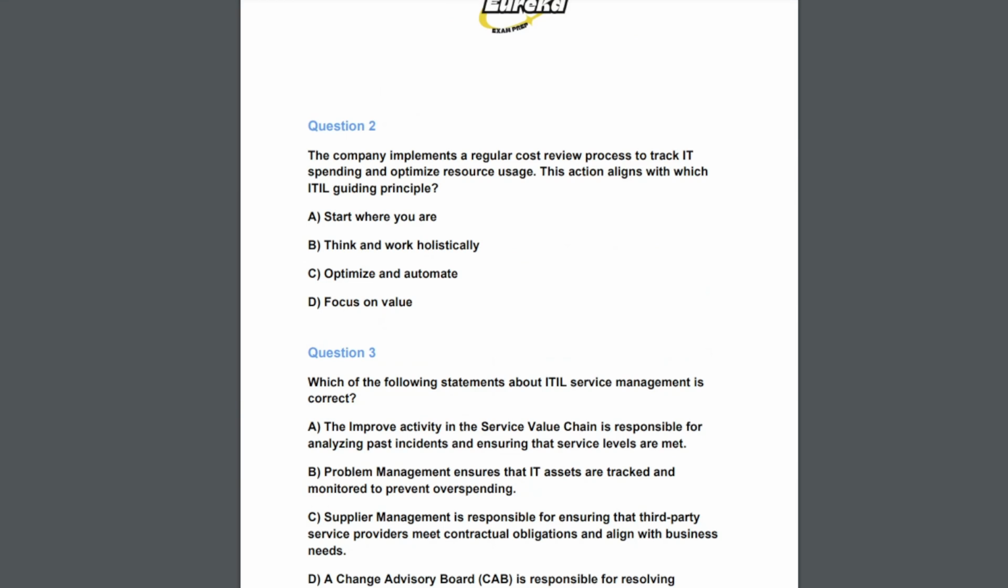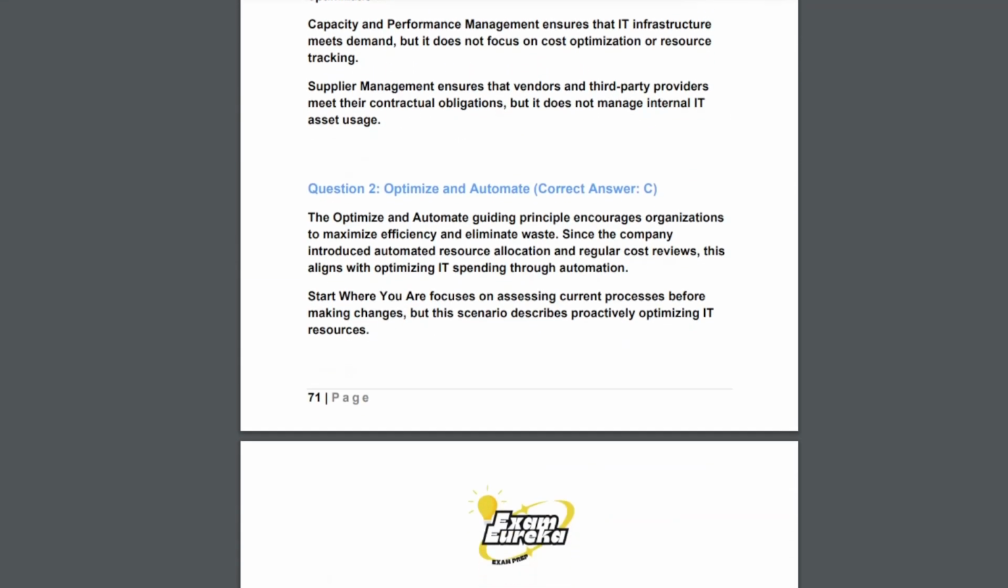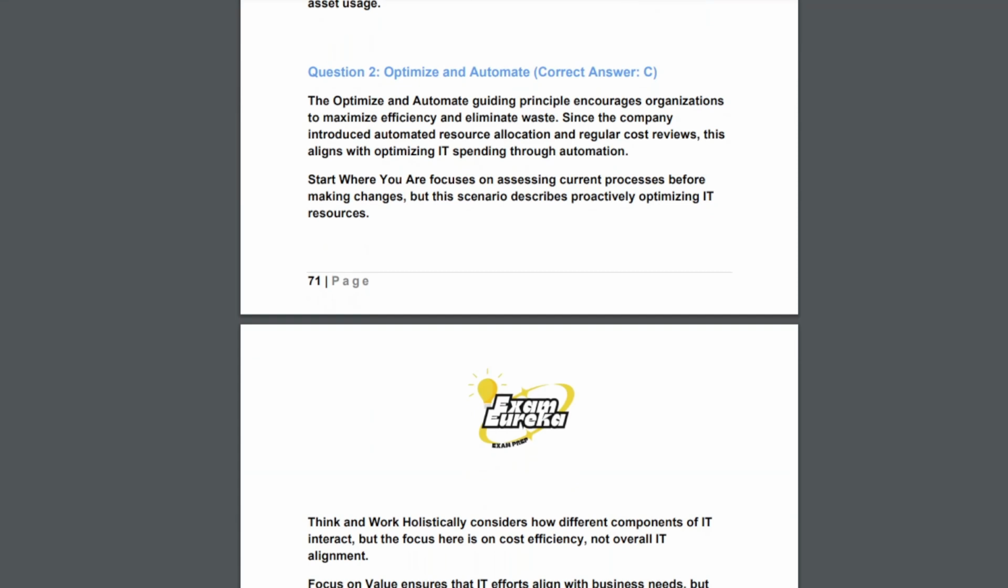And moving on to question 2, which, to refresh our memory, was about which ITIL guiding principle aligns with the company implementing the regular cost review. And that is, of course, optimize and automate. The optimize and automate guiding principle encourages organizations to maximize efficiency and eliminate waste. Since the company introduced automated resource allocation and regular cost reviews, this aligns with optimizing IT spending through automation.